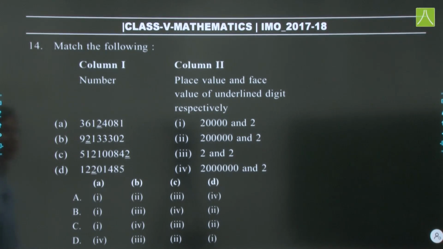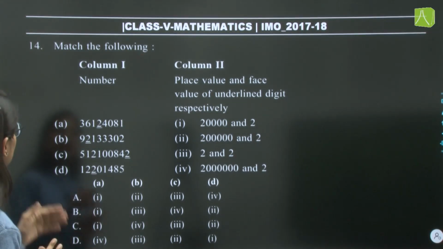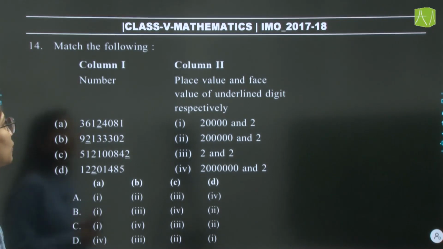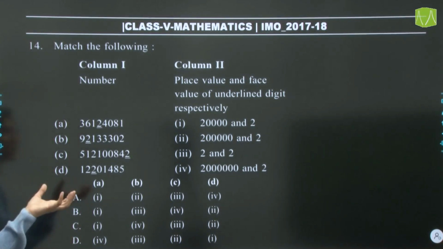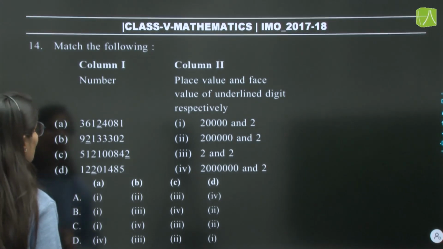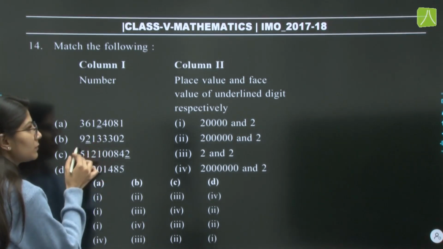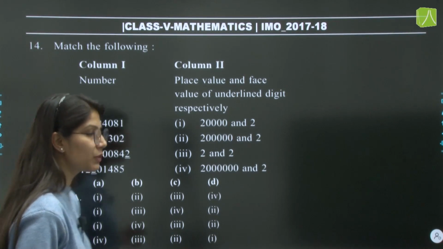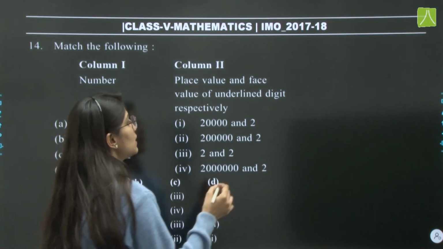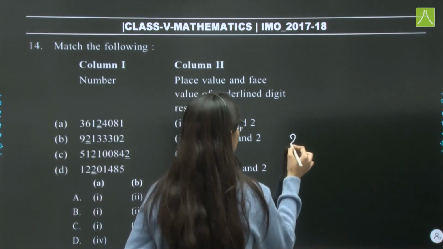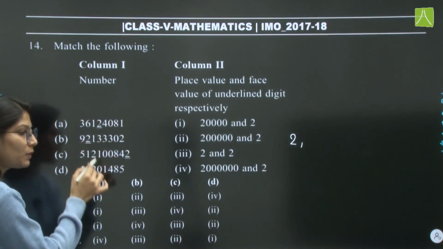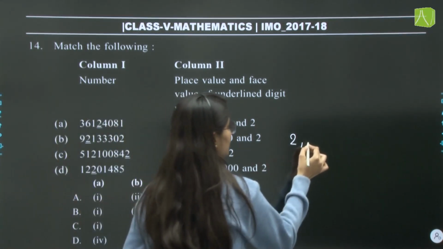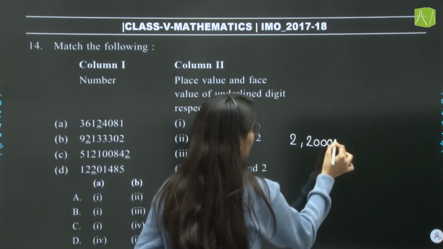Match the following. So we have to match the following. Let's do one by one. In column 1 we have numbers, and in column 2 we have place value and face values of underlined digit. So in first option A we have this 2. So what is the face value? We know that the face value of the number is same as the number. The face value of 2 is 2, and the place value, this is at the 10,000s place. So 2 multiplied by 10,000, the place value will be 20,000.